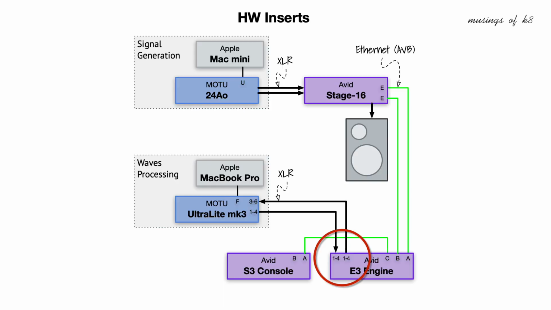In this demonstration, I'll be using a MacBook Pro 13-inch 2020, along with a HOWTO Ultralight Mark III hybrid interface. It's this one up here. I've patched the analog outputs of the E3 engine to the line inputs of the HOWTO, channels 3 through 6, and the line outputs of the HOWTO, channels 1 through 4, to the analog inputs of the E3.